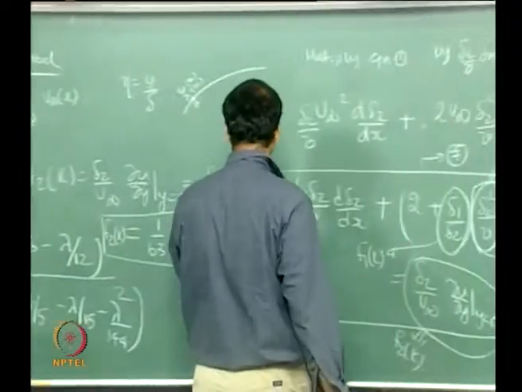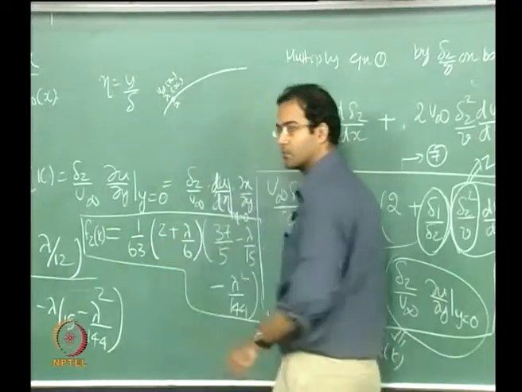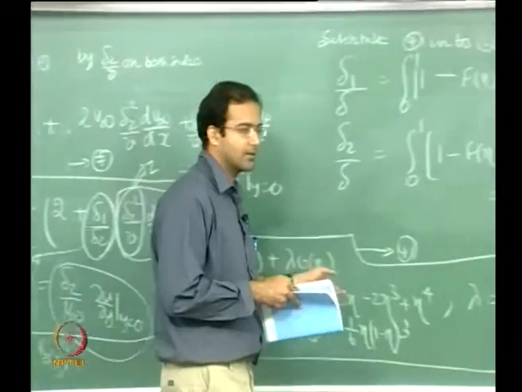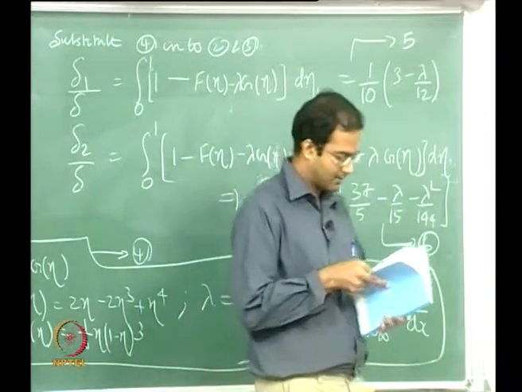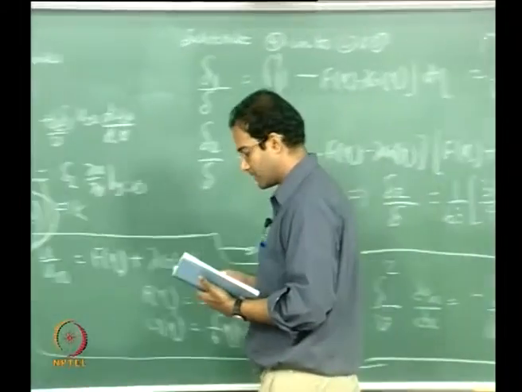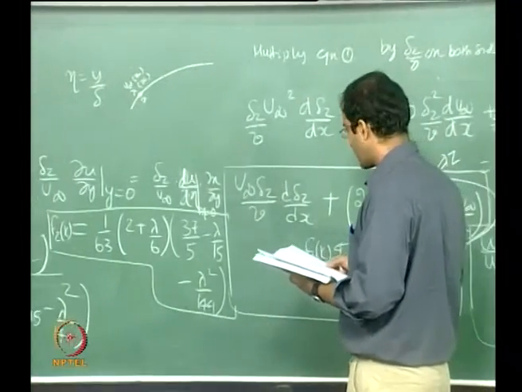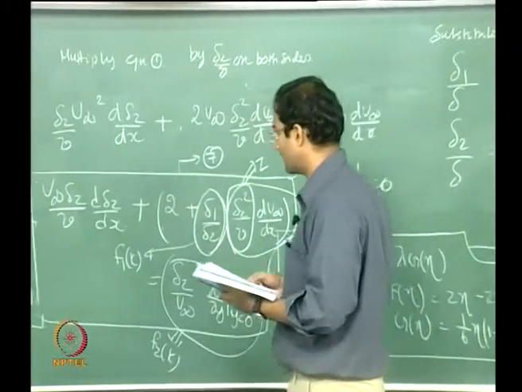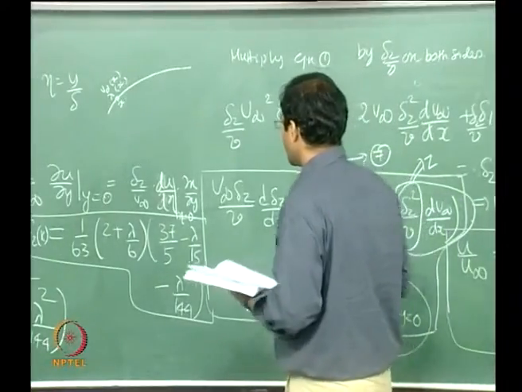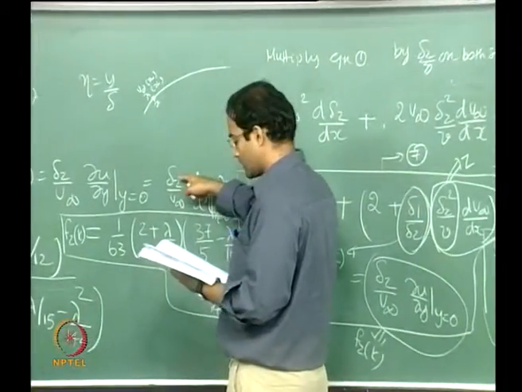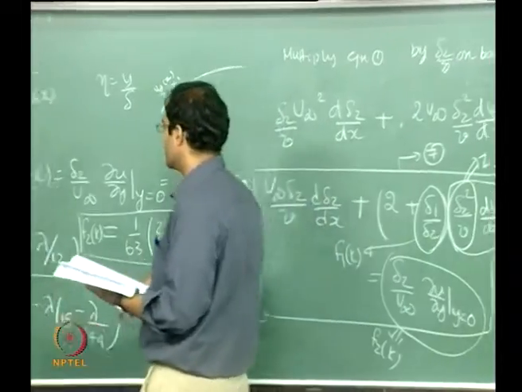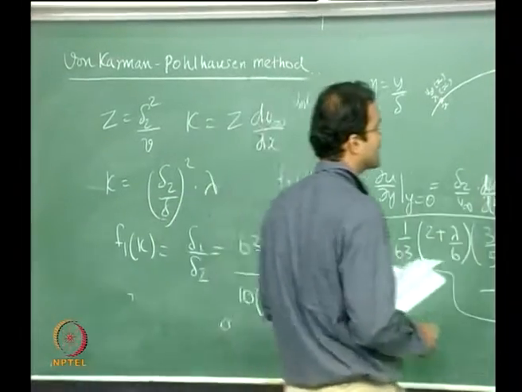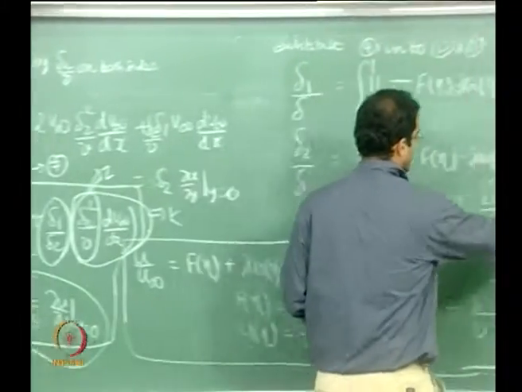So this du by d eta at eta equal to 0 we have already derived, that is 2 plus lambda by 6. We have differentiated the profile in the previous step. You can check that we have differentiated the profile, and at y equal to 0 that comes out as u infinity by delta into 2 plus lambda by 6, and u infinity there cancels, so this becomes the ratio of delta 2 by delta. Which is nothing but this expression right here, 1 by 63.